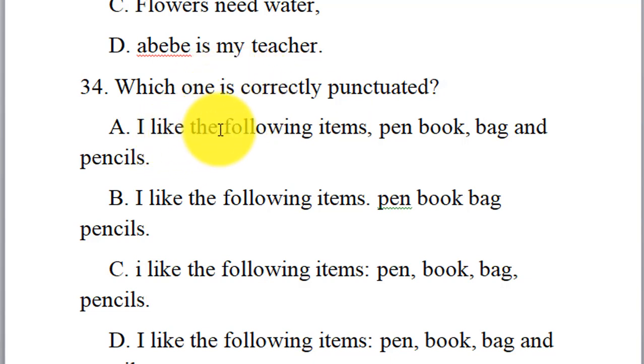Let's check here. I like the following items. Yeah, there is a comma. Listing of items. Pen, book, bag, and what? Pencils. So there is a problem here.